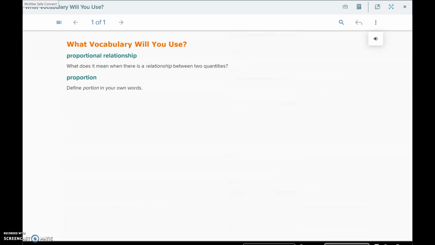Vocab today, our vocabulary, we have proportional relationship, which is 2 quantities where the ratio between them is the same or equivalent. A proportion is the equation that shows that.